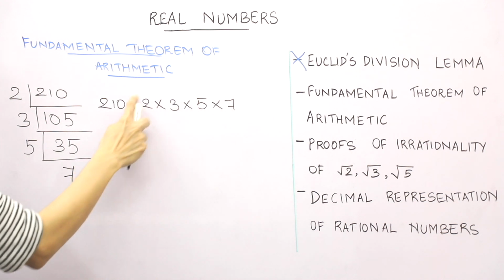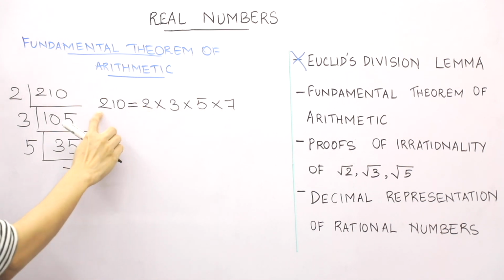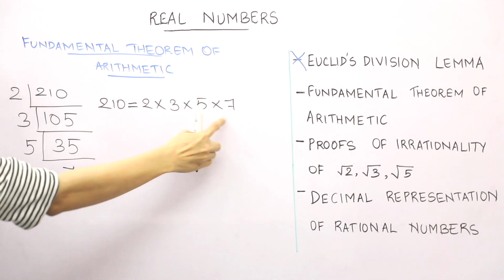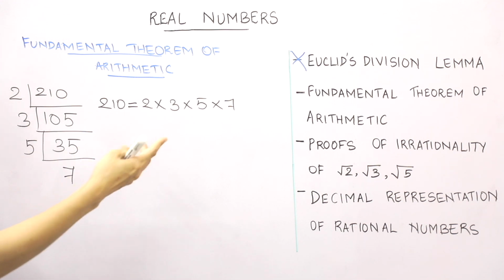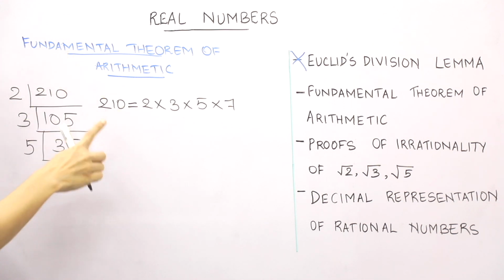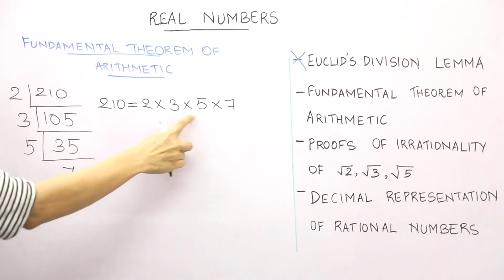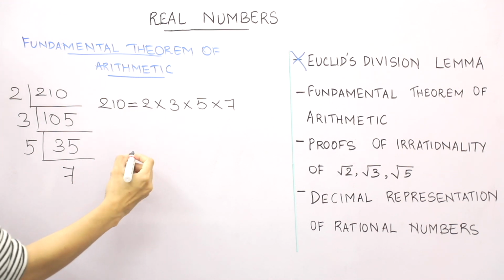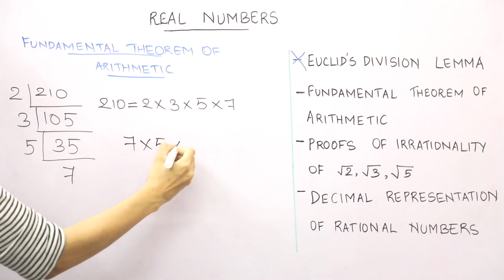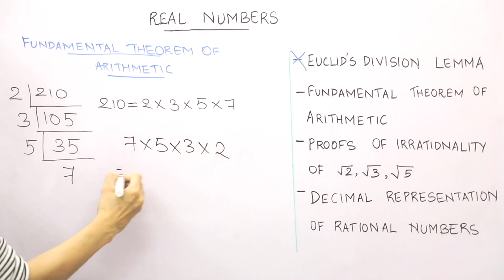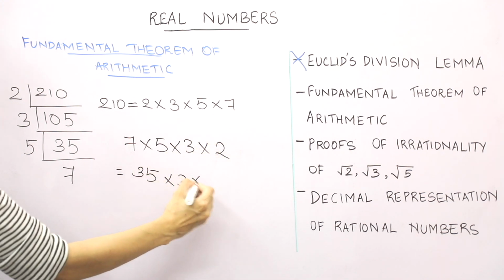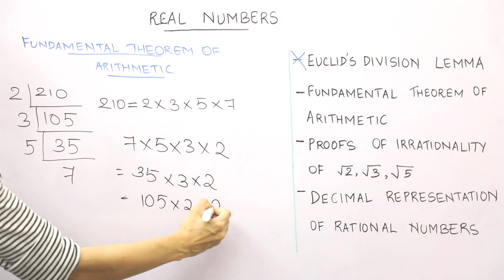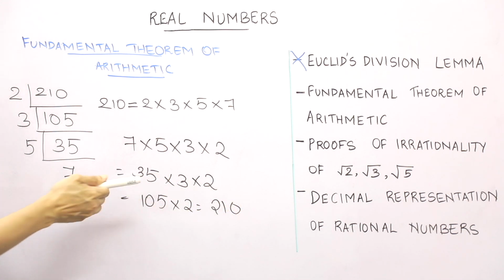That this combination of prime numbers is unique to the composite number 210. So if you multiply these numbers 2, 3, 5 and 7 in any order, it will always give you 210, and 210 is the only number which will have 2, 3, 5 and 7 as its only prime factors. Now let us try rearranging the factors. Let's rearrange it as 7 into 5 into 3 into 2, which is equal to 35 into 3 into 2, which is equal to 105 into 2 is equal to 210.